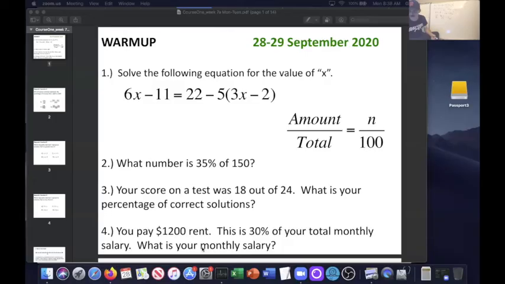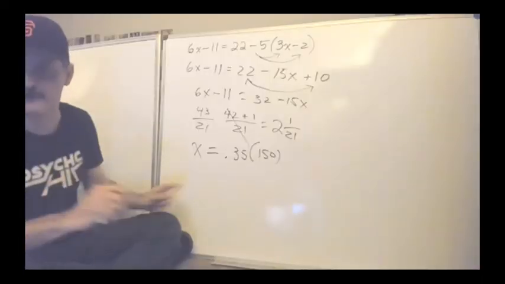Okay, now the last 3 problems. So you can look at number 2, and you can think of this as writing an equation. What number is, so something you don't know, equals 35% of 150. So the 'of' you can change to multiplication, and so you could write the equation x equals 0.35 times 150, and then just solve that.